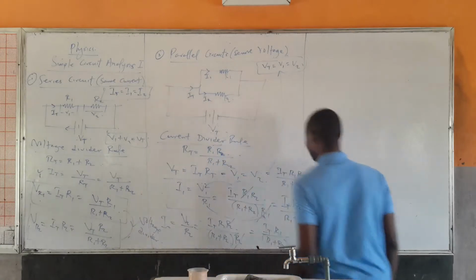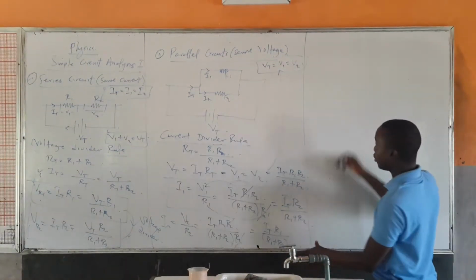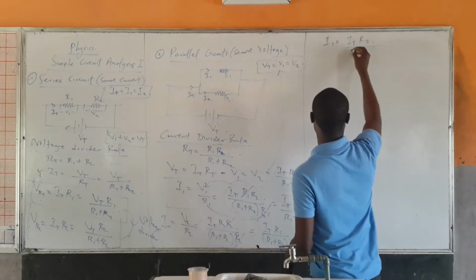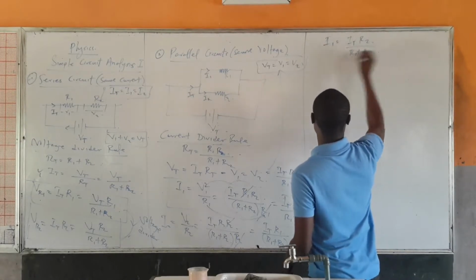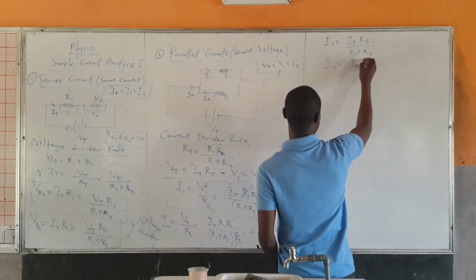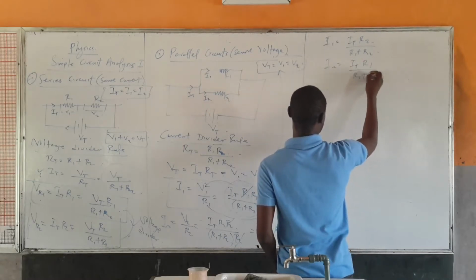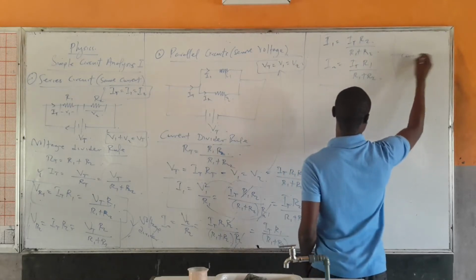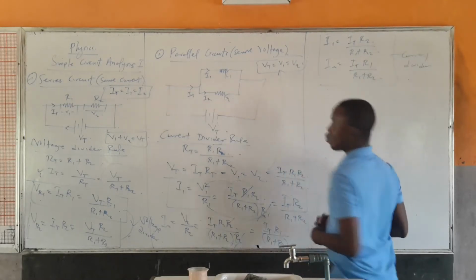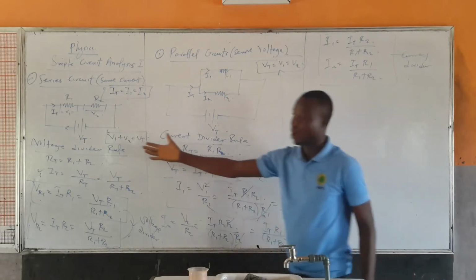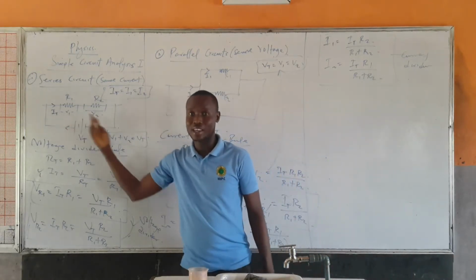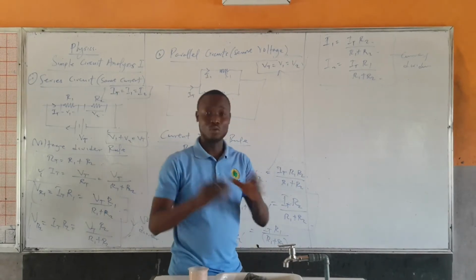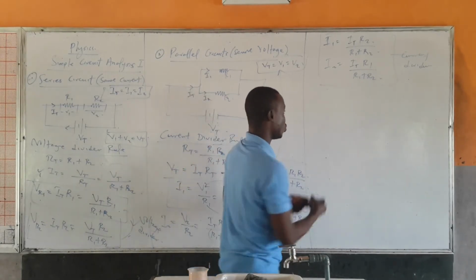So in summary, pause. As a summary, my I1 is I total, R2 over R1 plus R2. And my I2 is I total, R1 over R1 plus R2. This is the current divider. So we have voltage divider for when the two resistors are in series, and we have current divider for when the two resistors are in parallel. We'll quickly take an illustration to show this.